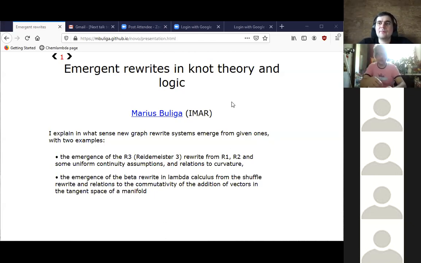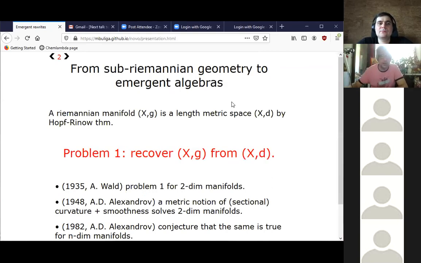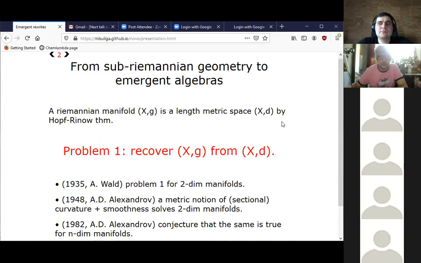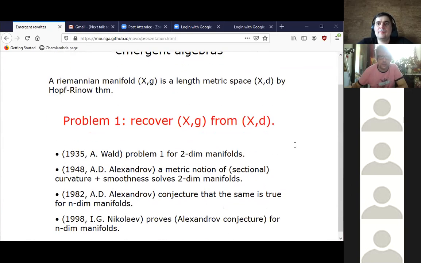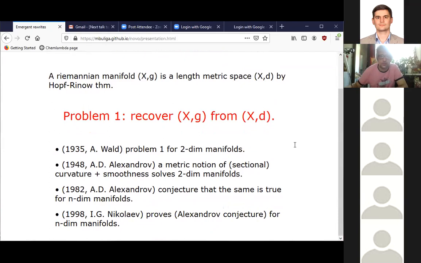I'm going to explain this phenomenon which I call emergence. Well, the word emergence is used in many contexts. I'm going to explain what I mean by emergence in this context. Okay, so that is how I arrived at this subject. I arrived from metric geometry.